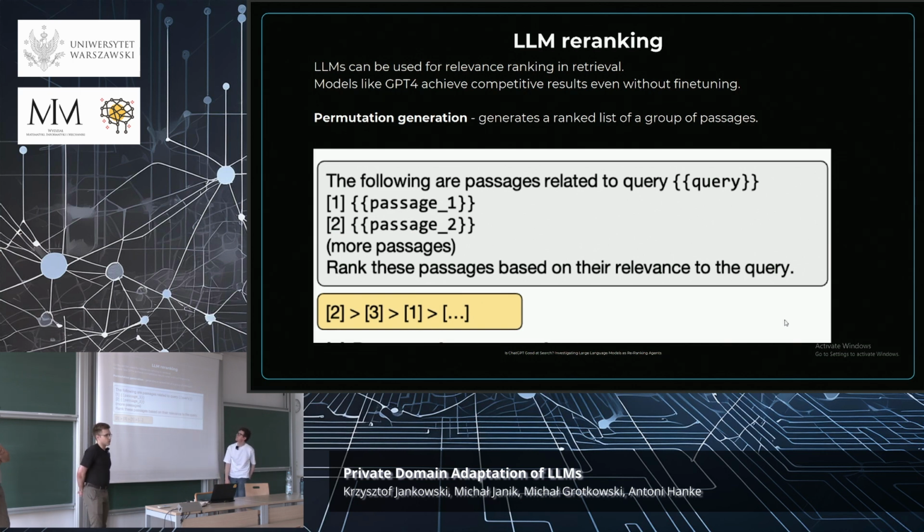Okay, another approach to this re-ranking problem is to use large language models to perform this. The most popular method of prompting these models to perform this task is so-called permutation generation, in which we pass to the model the query alongside the content of many different passages with some IDs, and we ask the model to output these IDs ranked by the relevance to the question.